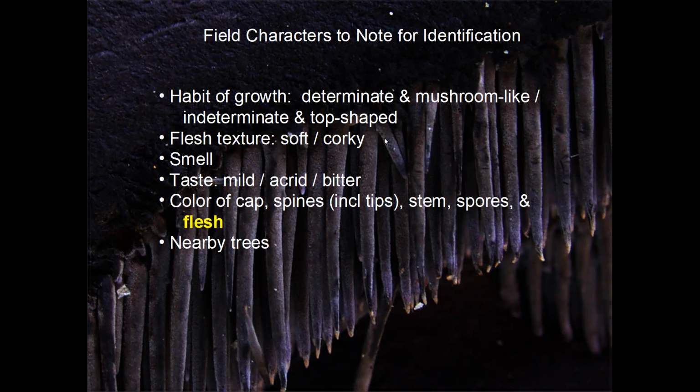So if you want to look at these guys, here are the things you should look at to help try and identify them. The first is the habit of its growth. So there are two categories. One is what's called determinate, and they sort of look like mushrooms, except for the fact they have teeth. And the other one is indeterminate manner of growth, and they look more like tops. Now I'll show you an image which shows you what I mean by indeterminate as the next slide. The flesh texture is either soft, which often goes with the determinate shape, or corky, which goes with the indeterminate shape usually. The smell, some of these things have very distinctive smells.